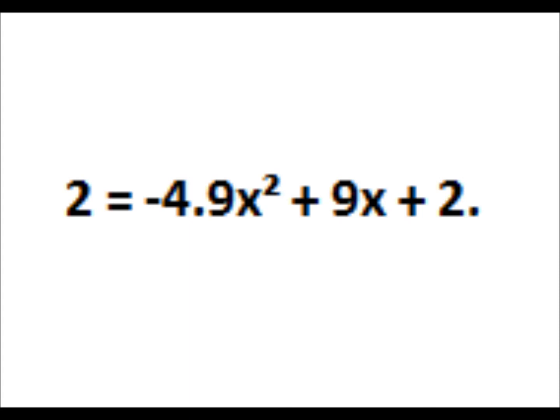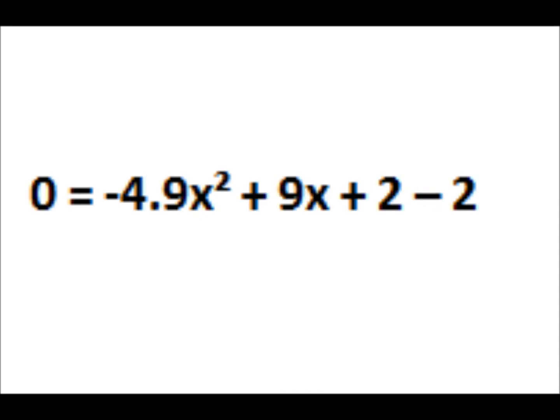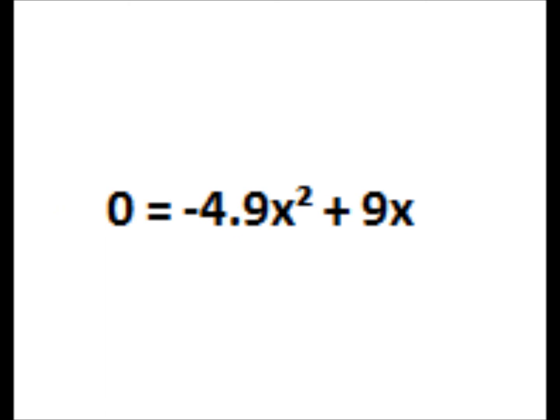Because that is the case, we need to change some variables so that we know when the ball will reach Jack's hand precisely. So, our equation will look like this. 2 equals negative 4.9x squared plus 9x plus 2. We subtract 2 from both sides, and after plugging in the values, we will arrive at this equation. 0 equals negative 4.9x squared plus 9x plus 2 minus 2. Simplifying this, we will have 0 equals negative 4.9x squared plus 9x.